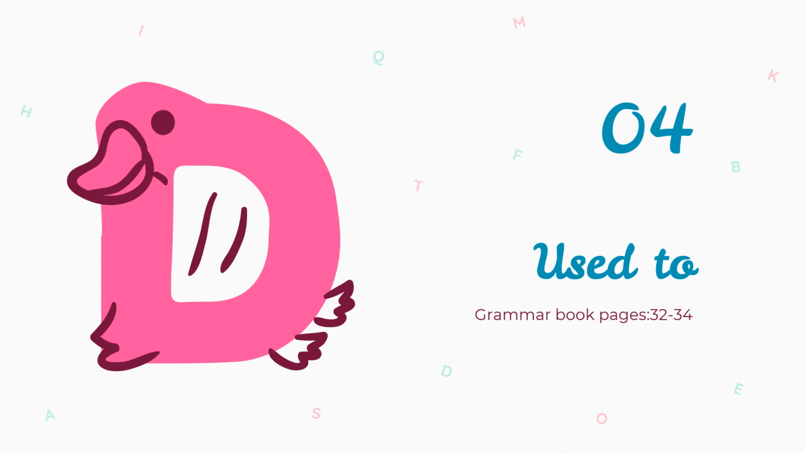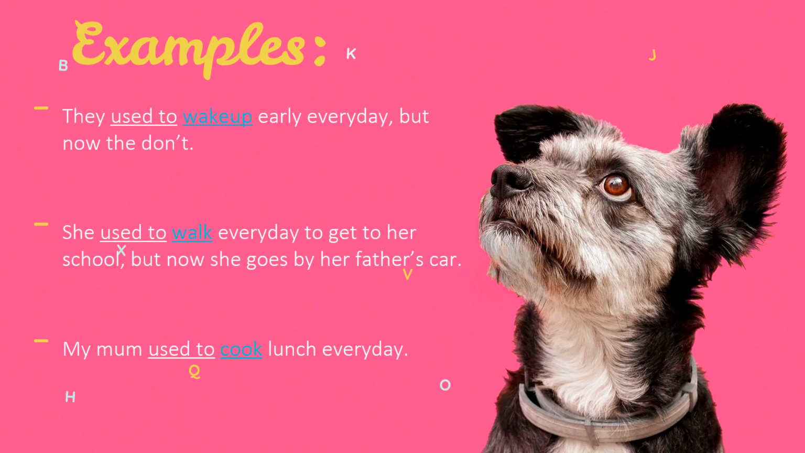Now we are going to move to a new idea, which is used to, in your grammar book, pages 32 till 34. Let's take a look at these examples. 1. They used to wake up early every day, but now they don't. 2. She used to walk every day to get to her school, but now she goes by her father's car. 3. My mom used to cook lunch every day.